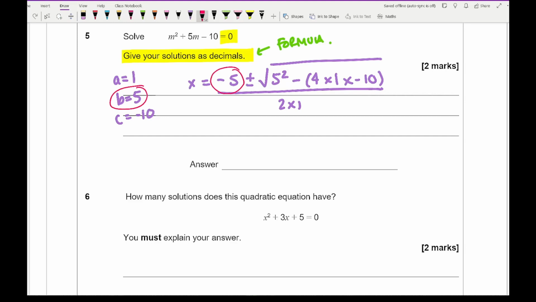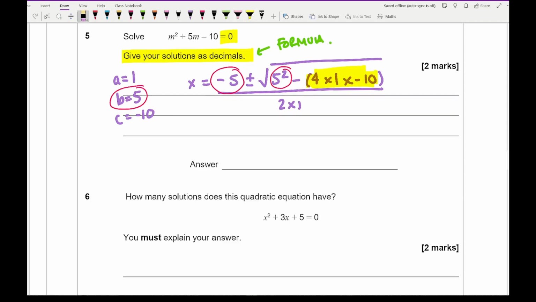The next thing to be mindful of is this bit here. Particularly if you're using a calculator, remember to put negative numbers in brackets. Always put negative numbers in brackets and leave the square outside. Another thing that I always like to do is put the 4ac in brackets, but again not essential in some cases, and we'll go from there.